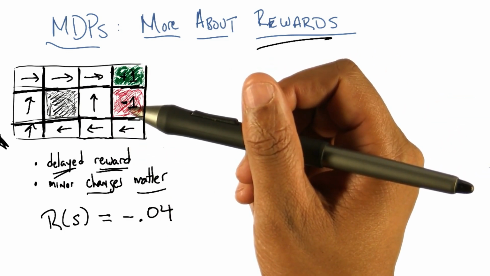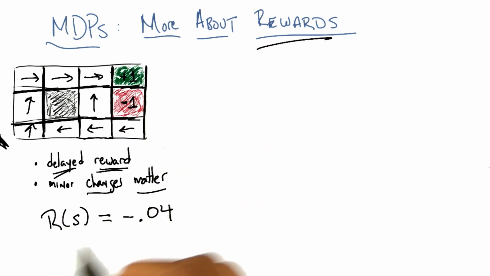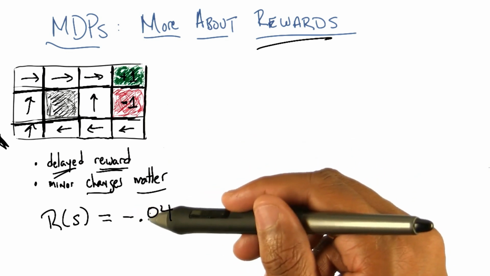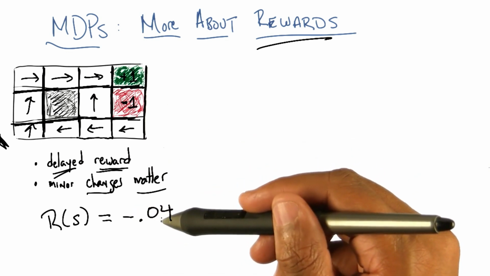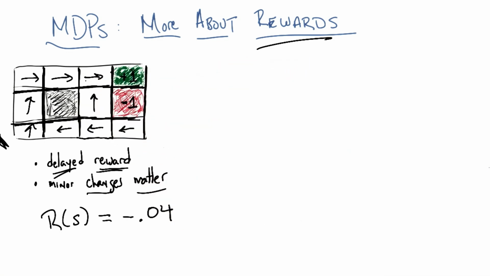That's cool. Which actually suggests the point that I want to make here, which is that minor changes to your reward function actually matter. So if we had a slightly different reward here, say not -0.04, but something else, you might find that some of these decisions would be different. Think you can see that?